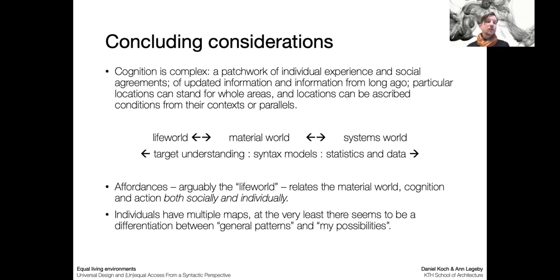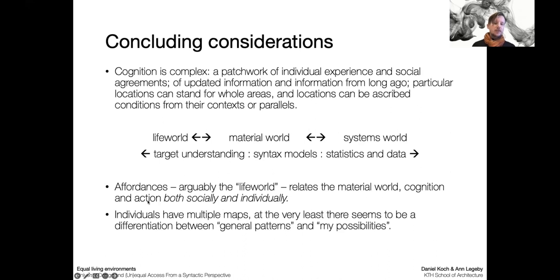But we don't model the life world, and we cannot model the life world because the life world is always particular and individual, collective, social, and all of these things, and can change over time. But what we try to understand is what the material world does to the life world of people. In this way, the models we use are really powerful in bridging systems of GIS data and systems analysis, configurative analysis, centralities, and so on, in a way that actually has purchase on how people perceive and live in their environment. The life world, which is where affordances live or reside, relates to the material world, cognition, and action, both socially and individually.